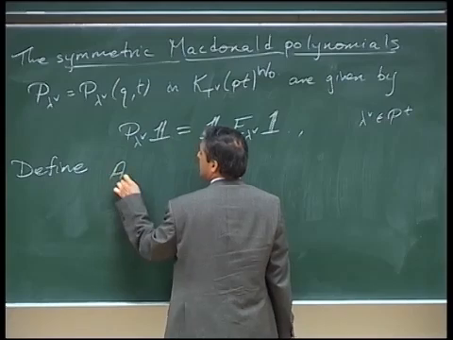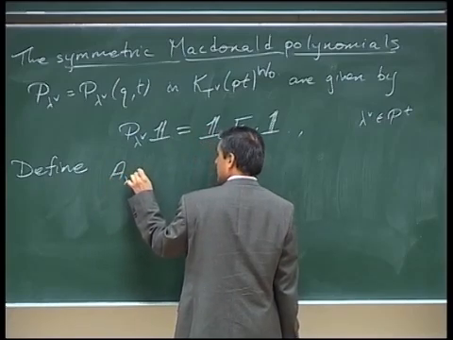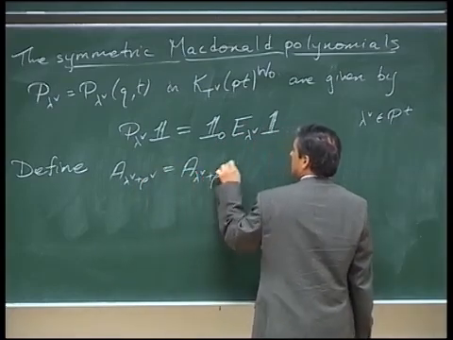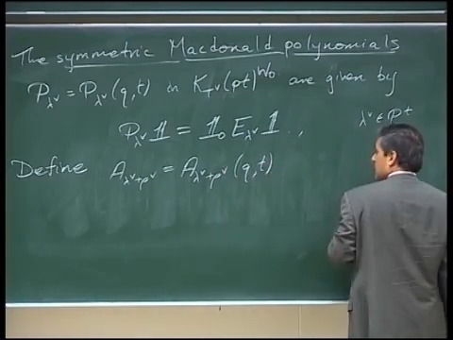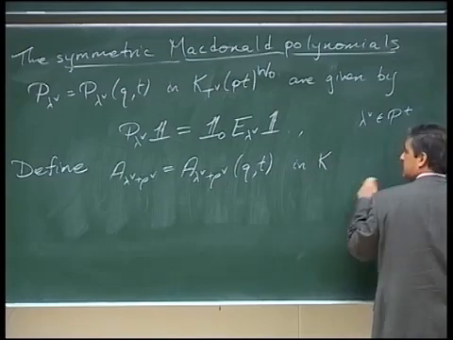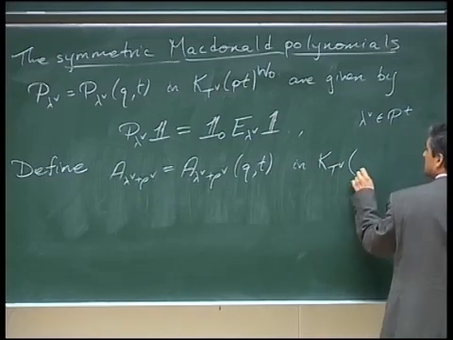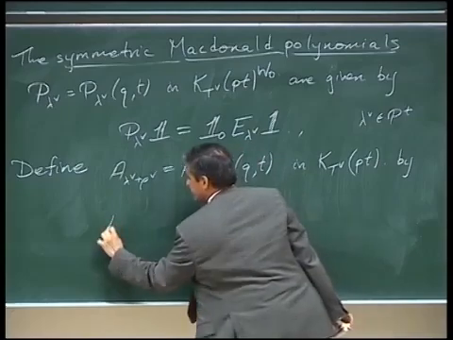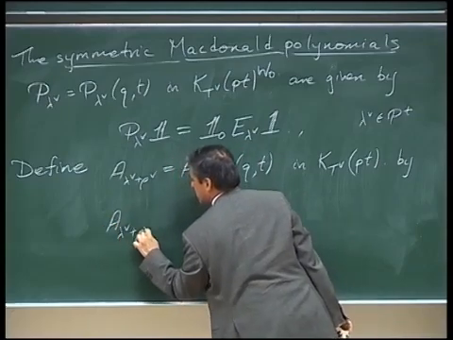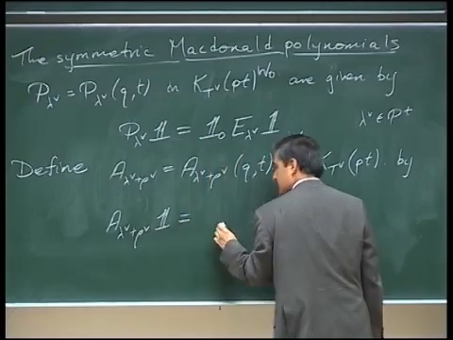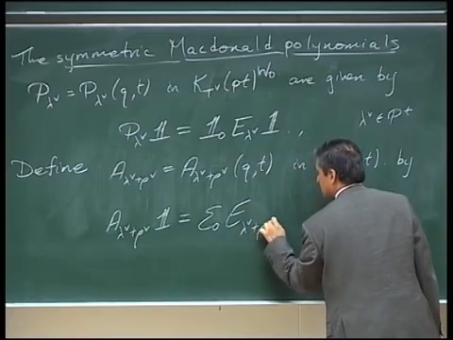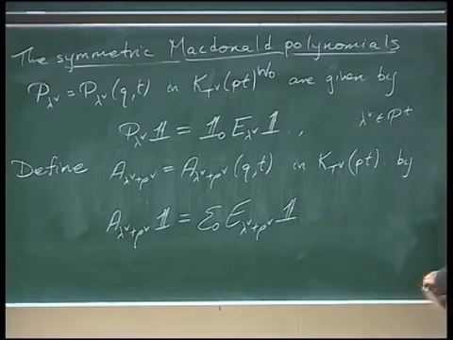Define A lambda check plus rho check, which, again, if I want to have it clearly depend on Q, then I will, so these are polynomials, by, so A lambda check plus rho check acting on 1 is epsilon 0 of E lambda check plus rho check 1. So again, you should think of it like this naive basis over here.